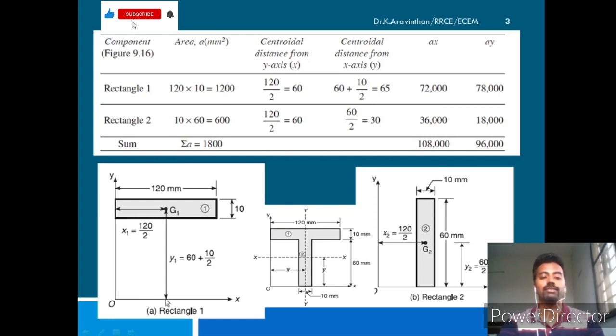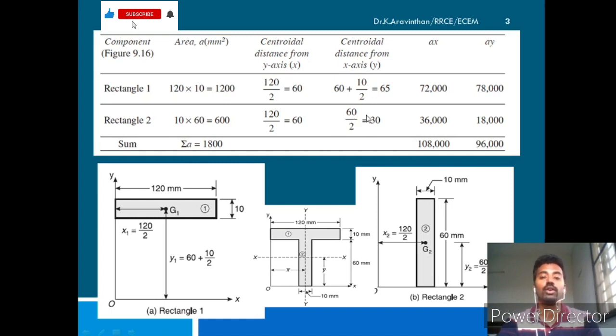When calculating from the origin, so this is the origin, from the origin we have to add 60 plus 5. So that is why 60 plus 10 by 2 is written here. Hence we are writing the y distance of the first rectangle as 60 plus 10 by 2. So 60 plus 10 by 2 is 65. And we have to know the y distance of the second rectangle. What is the total distance? It is 60. So d by 2, d is 60 divided by 2, that is 30 mm.